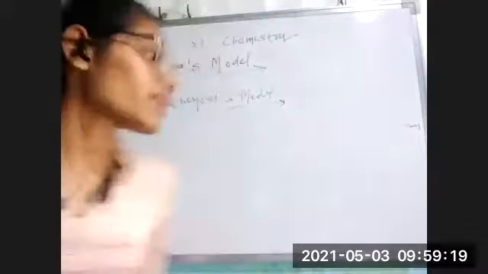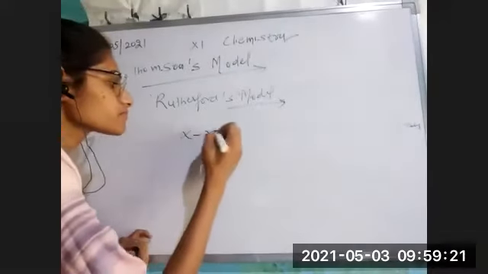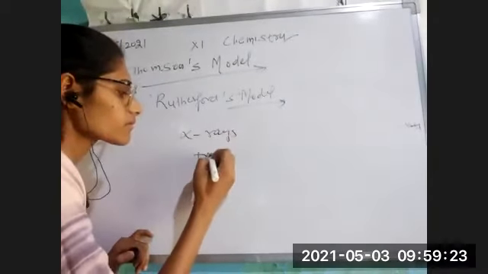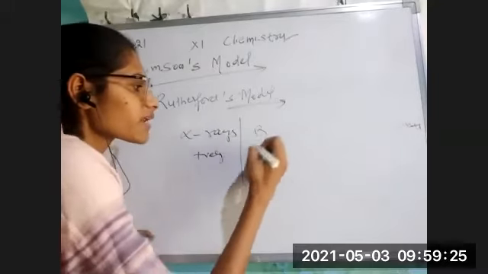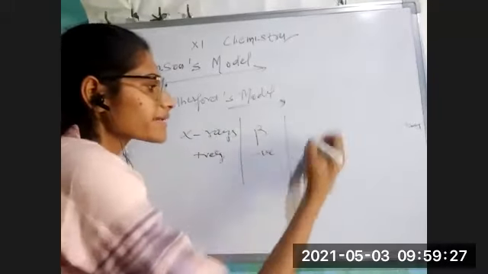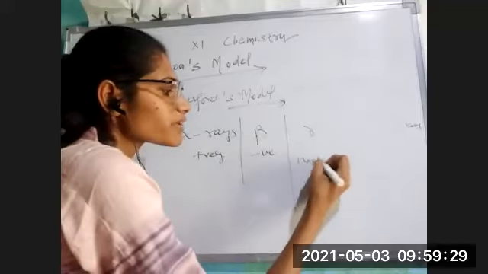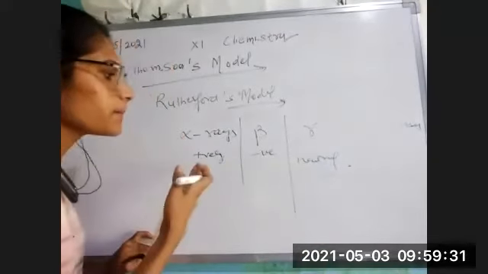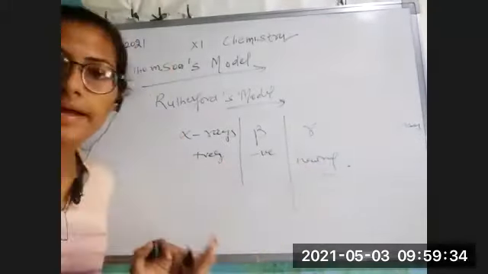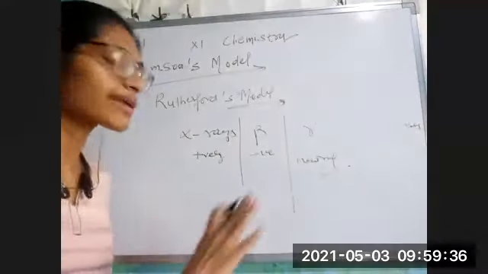Okay, alpha rays are positively charged, beta rays are negatively charged, and gamma rays are almost neutral, like proton, electron, neutron, a kind of, just to make you understand, not exactly electron, proton, neutron.